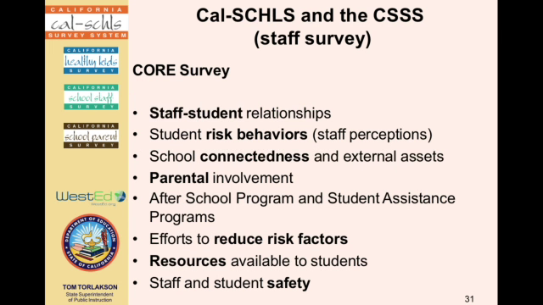The core survey asks about staff and student relationships, their perceptions of student risk behaviors, their perceptions of school connectedness and external assets, what parent involvement looks like, after-school programs and student assistance programs. It looks at efforts to reduce risk factors. It asks if resources are available to students, and then also about staff safety and student safety.